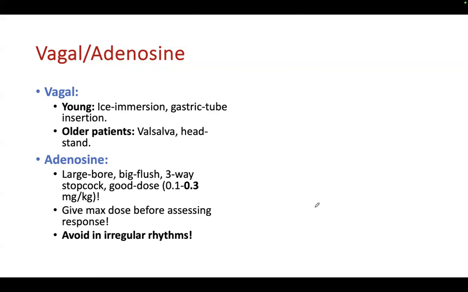And then with adenosine, you want to insert a large bore IV, a big flush, a three-way stopcock, and give a good dose. I know most people would start at 0.1 milligram per kilo, or 100 mics per kilo, but I would suggest starting with 0.2 or 0.15. 0.1 is a very wimpy dose. So start a little bit higher, or at least start low.